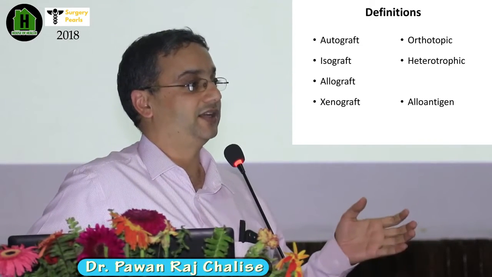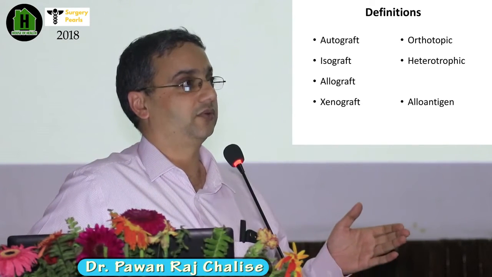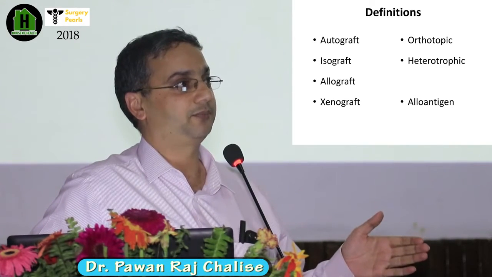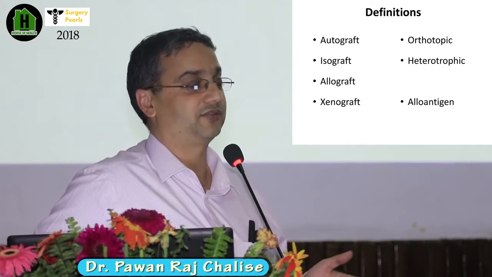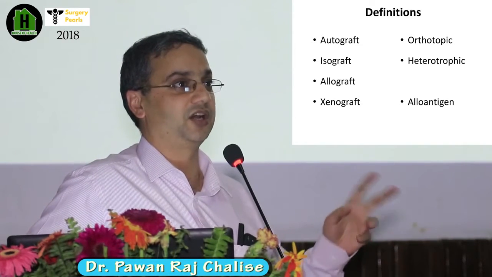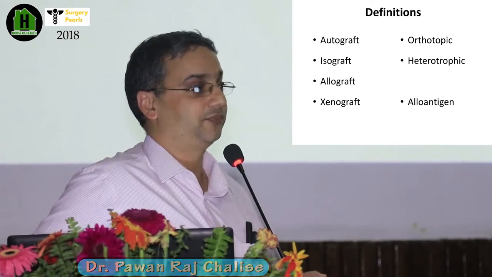Here I would like to tell you something about the definitions. Before going into transplantation, there are a few things that you must know: the definition of a few words. I think you must be knowing these things. The first one is autograft, when any organ or tissue is taken from the same individual and transplanted somewhere else. Isograft is transplantation between two identical individuals, usually identical twins.